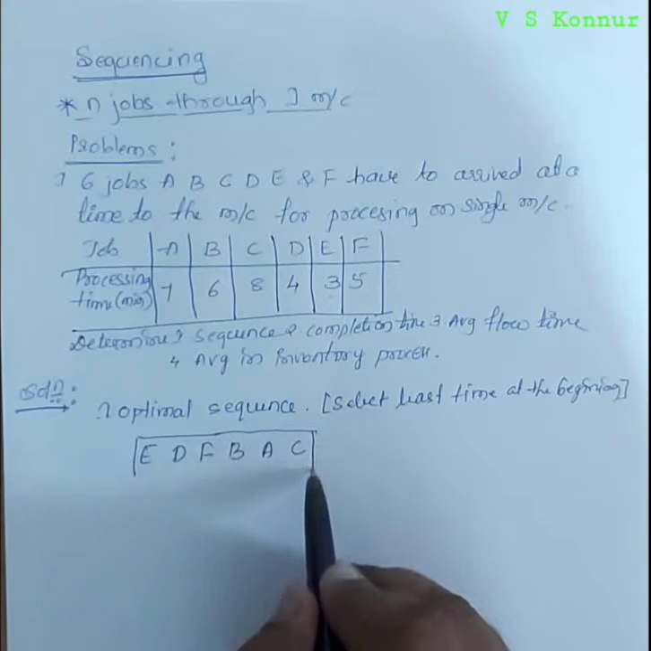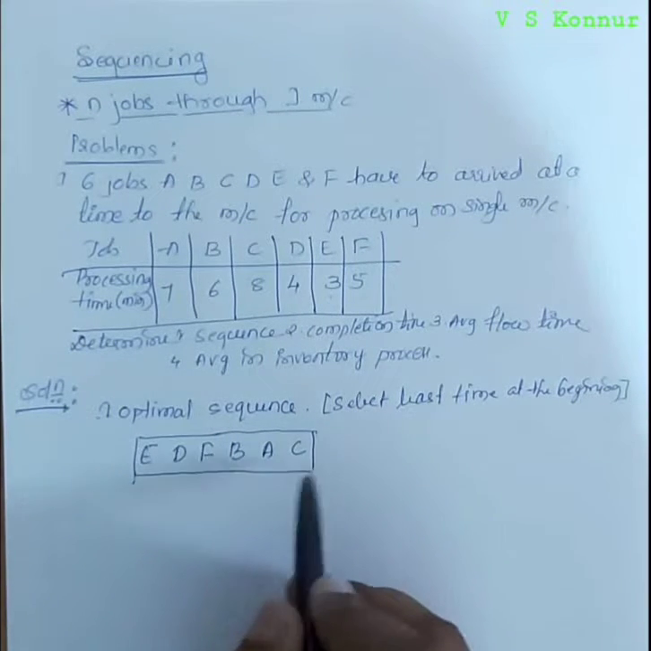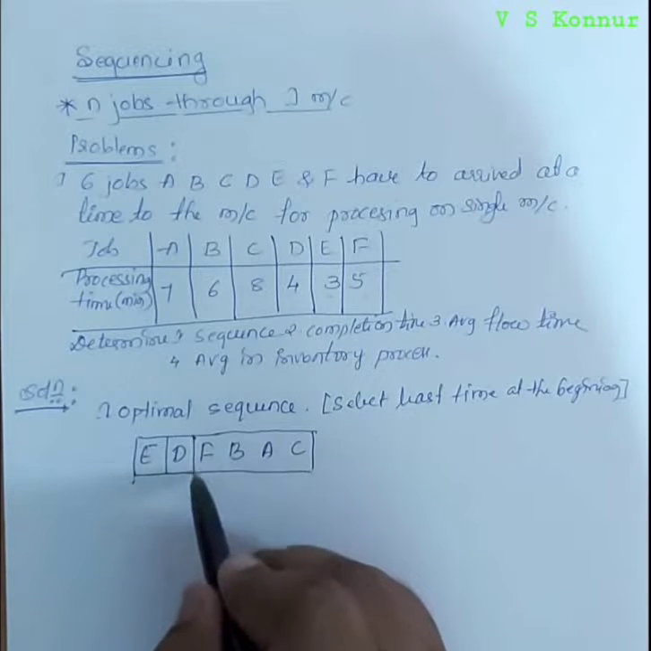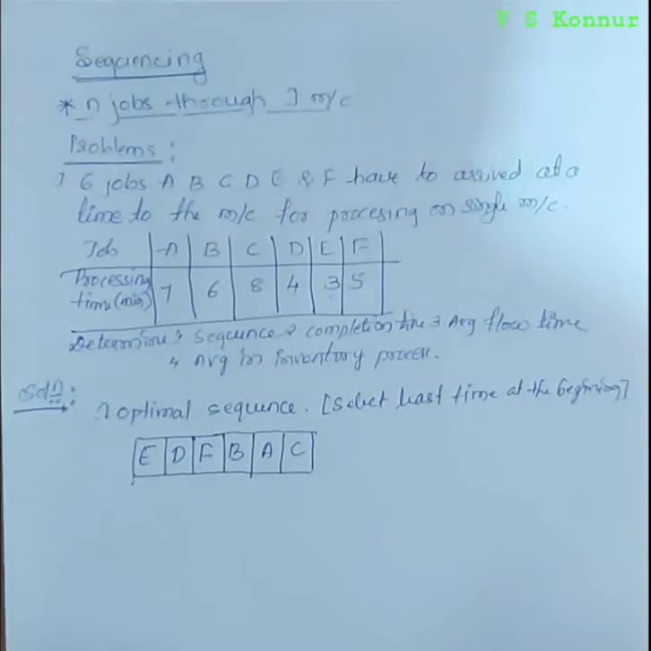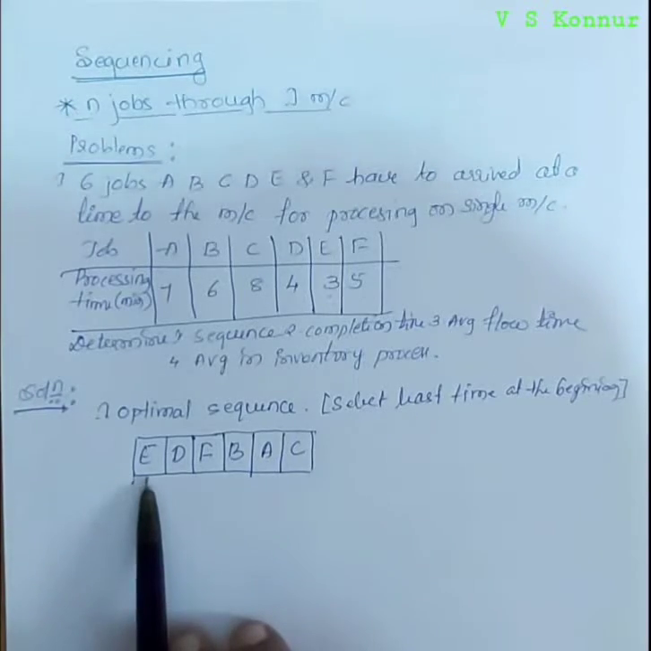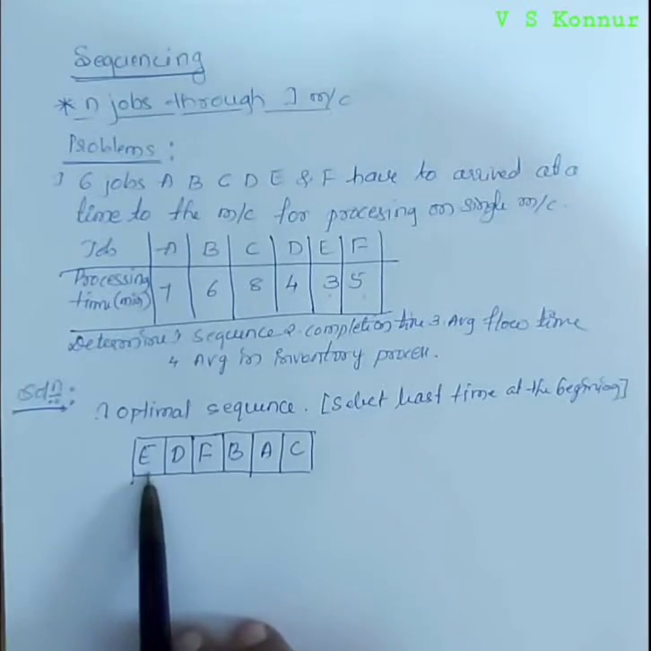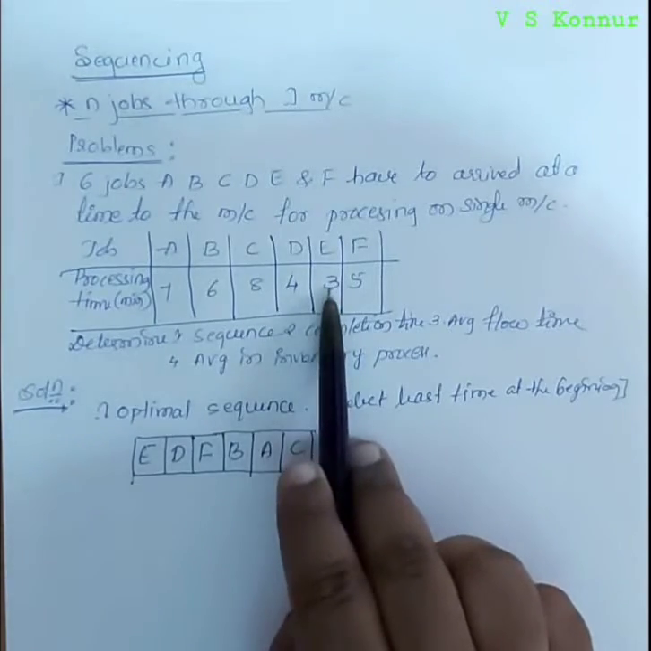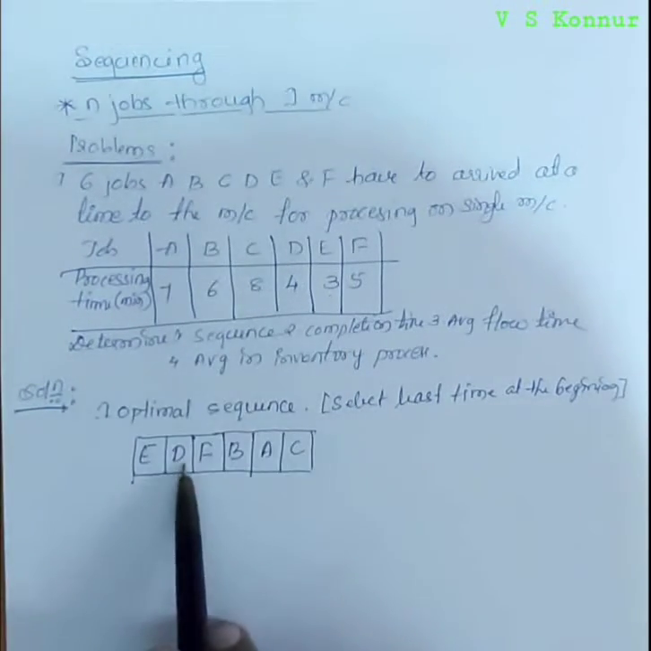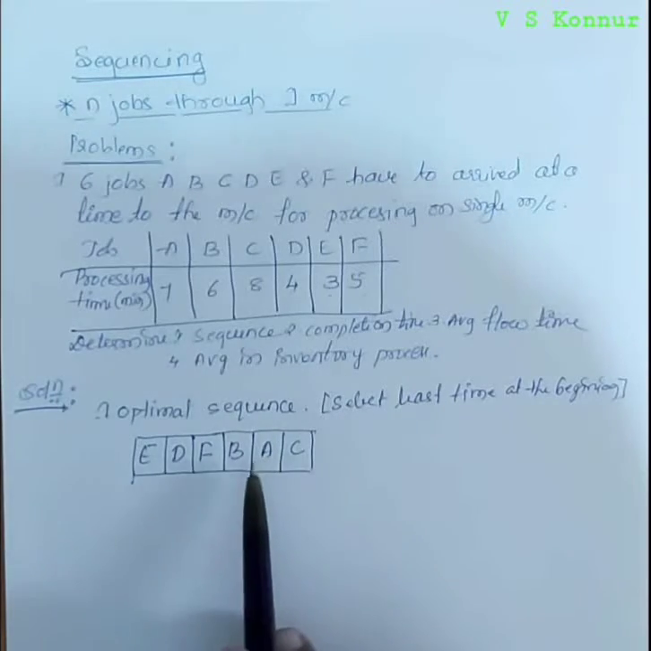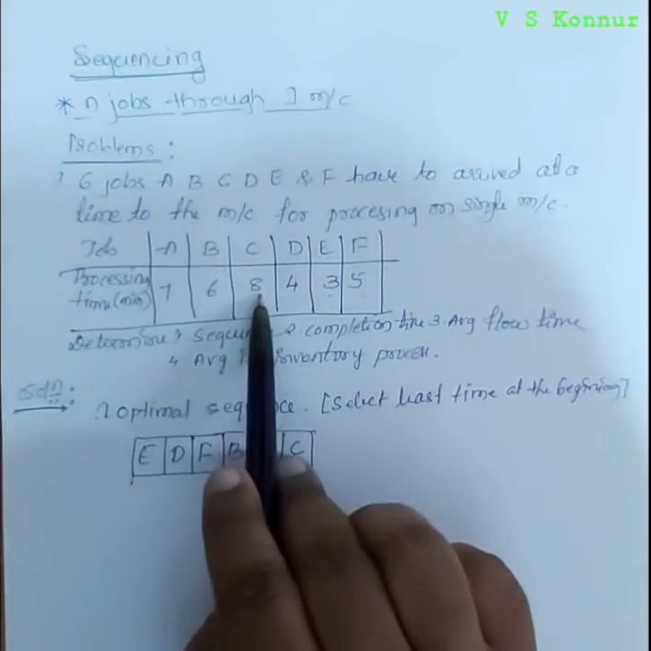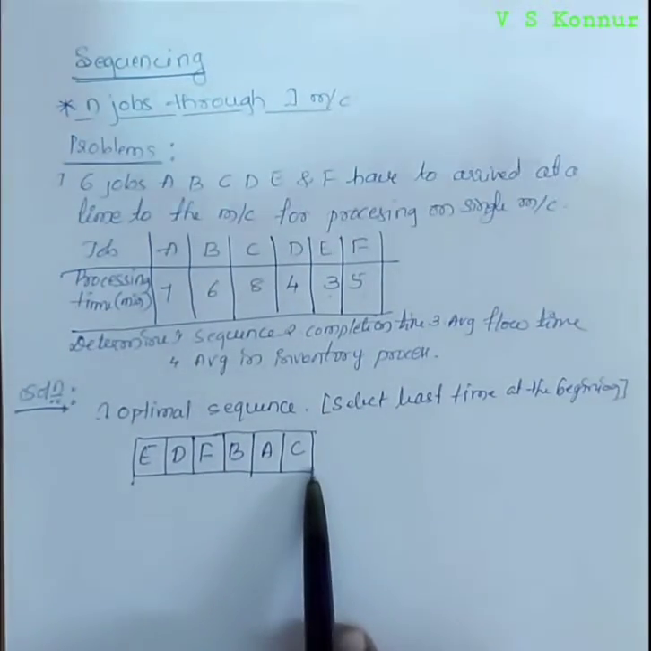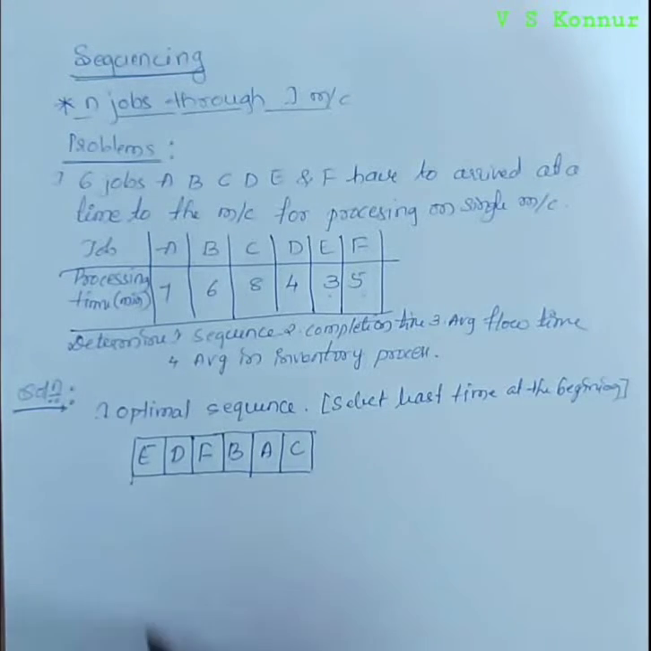It depends upon the operational time, which is given for all the jobs. Depending upon the time, you have to select the optimal sequence. The least time you have to take at the beginning, then the next least, and the next least, and write down the job. Next least is 7, its job is A. Next is 8, its job is C. So this is how you find the optimal sequence.